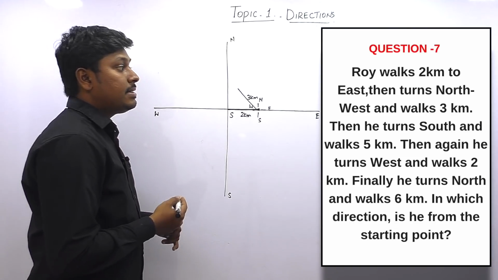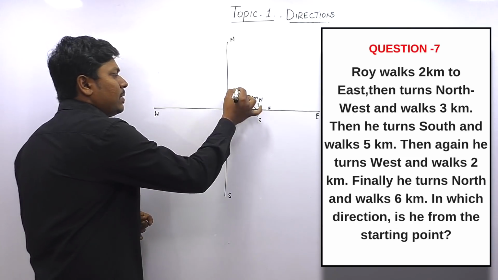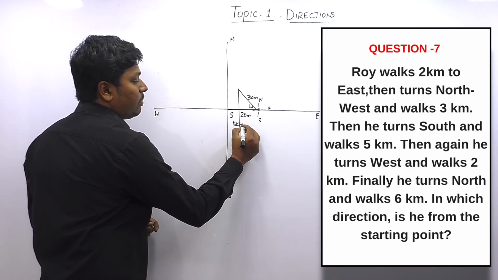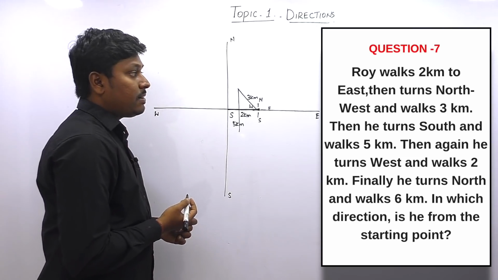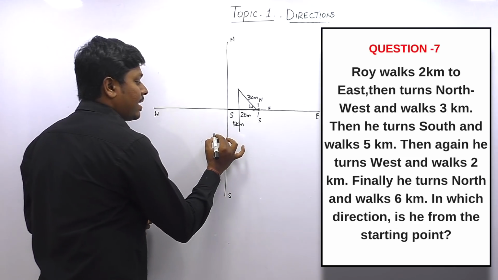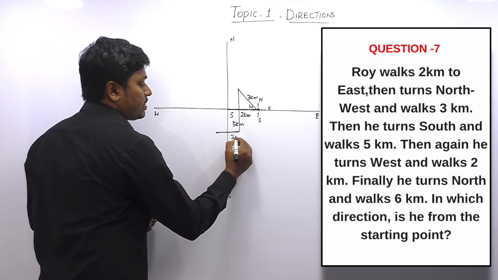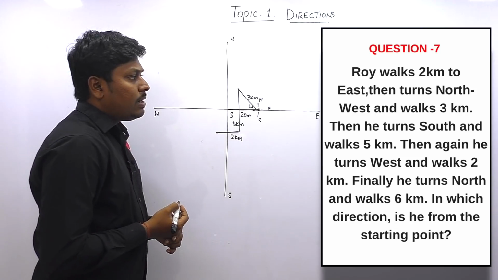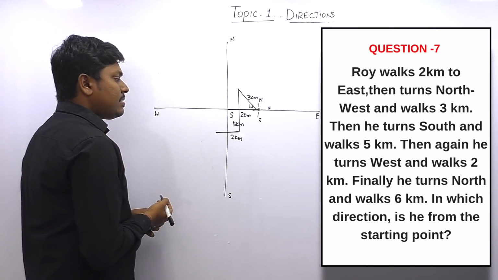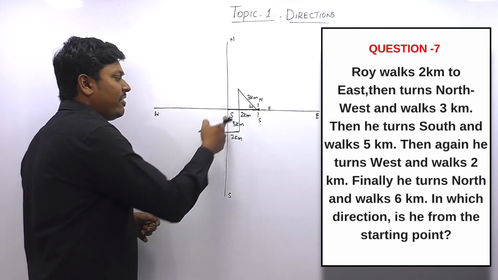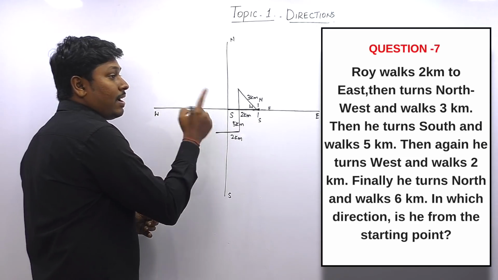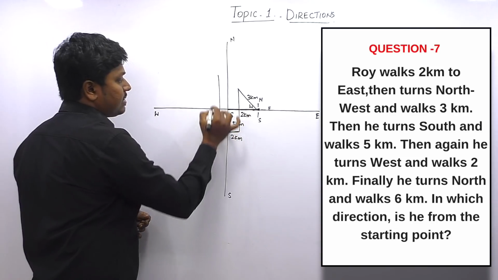Then he turns south and walks 5 kilometers. We know that this will be 3 kilometers. He is turning, southern side will be this side and he is walking 5 kilometers. Then turns west and walks 2 kilometers. So from this point, he is turning towards west direction and he is walking 2 kilometers. And then finally, he turns towards north and walks 6 kilometers. We already know that this total distance is 5. Now what they are saying, he is turning towards north and walking 6 kilometers. So he will be somewhere else at this point.